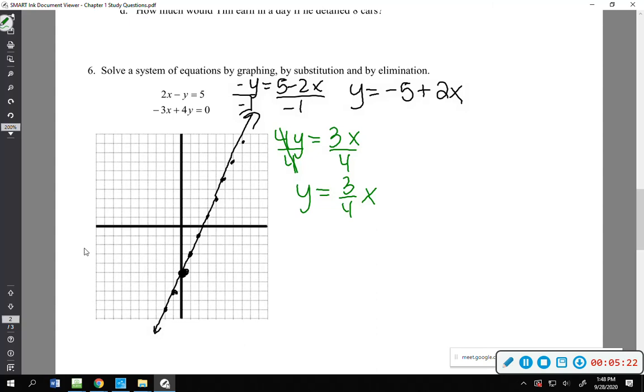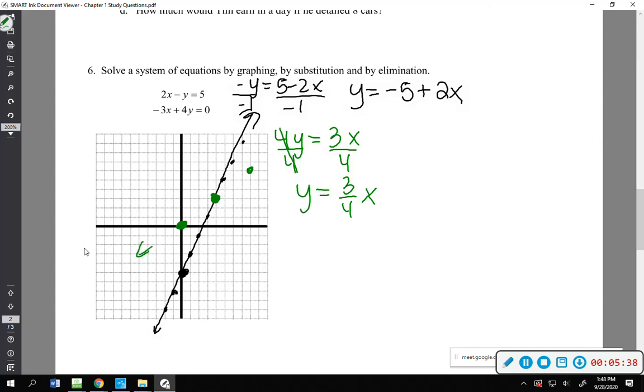And then our second line has a y-intercept at 0, right? 3/4 x plus 0. So rise over run, up 3 over 4. Oh, there we go. There's our solution. That's where they intersect.